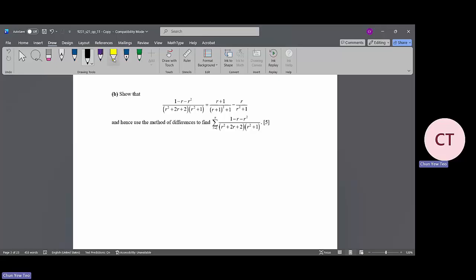Show that these fractions can be decomposed into the partial fraction like this. Then after that, use the method of differences to find the sum of these terms. So what you need to do is either you go from left to right or you go from right to left. Over here, actually, it's easier if you go from right to left. So it will be the right-hand side like this.